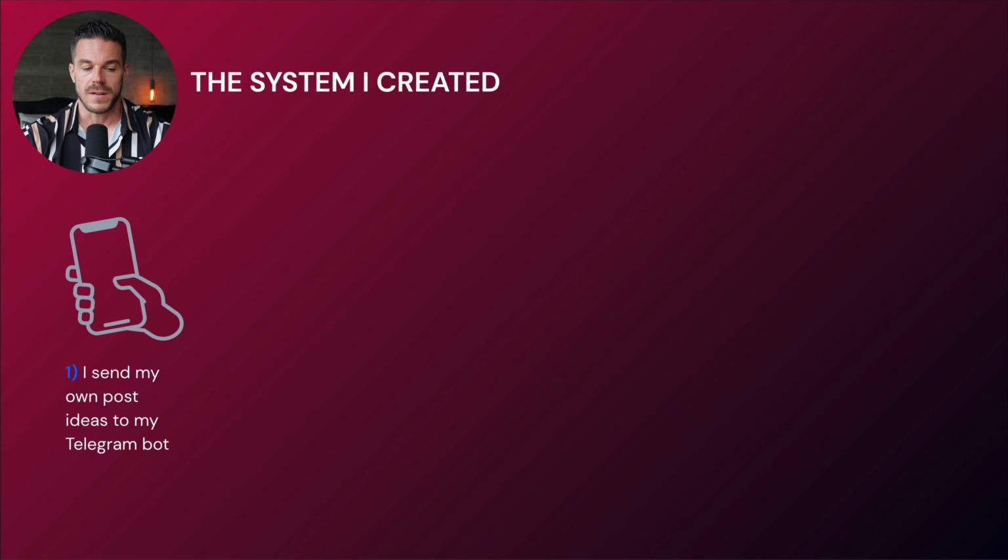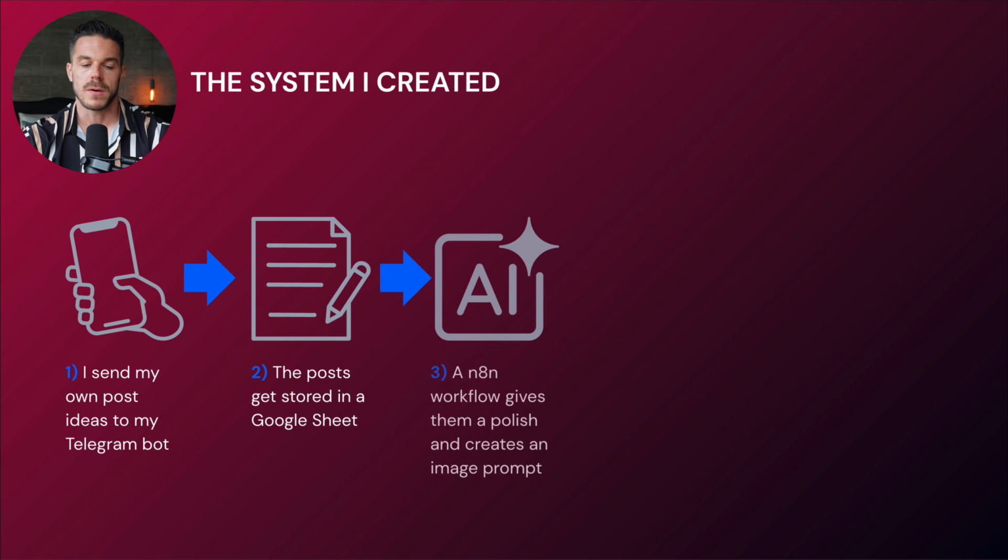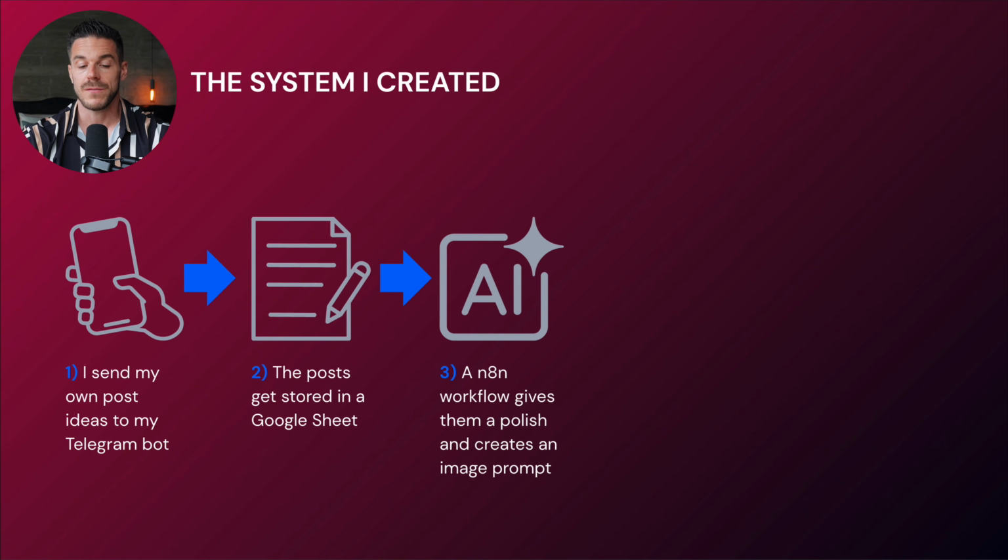So everything in my new system starts with sending a post idea to my Telegram bot. I do that with my phone. Afterwards, the posts get stored in a Google Sheet. Then in step number 3, an n8n workflow gives them a slight polish and creates an image prompt. This is very similar to what we already did with the yacht configurator, as you will see later.